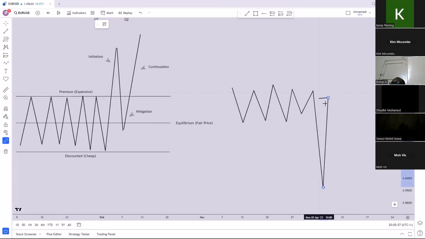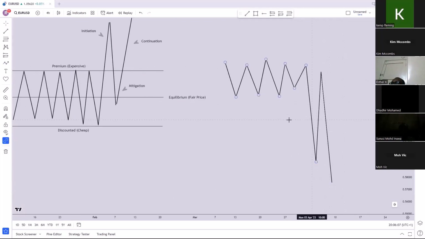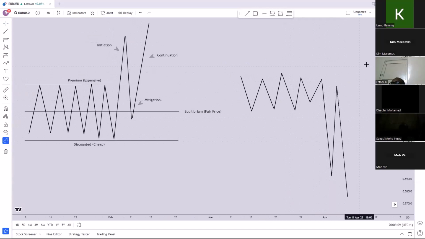Price has now come back into our supply zone, and we are heading back to the downside. Once price has come back into our supply zone, picked up all the orders, and we are again heading to the downside. Is everyone happy with that so far?